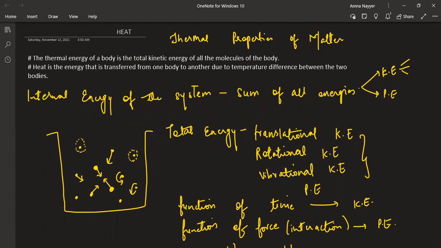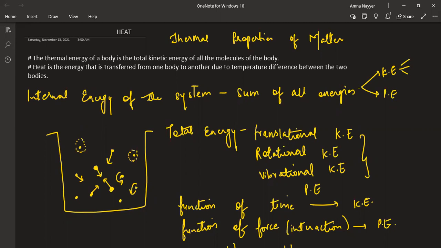See, again I'm repeating in short. Listen to it carefully because heat is a very important concept in thermal properties of matter. Internal energy is the sum of all the energies. How many types of energies can exist? Because the particles are moving ahead, they are translating, we'll have translational kinetic energy. The particles can be rotating at their position, so we can have rotational kinetic energy. Particles might be vibrating at their position, so we'll have vibrational kinetic energy. Also, they'll be exerting force on one another, so we'll have potential energy.